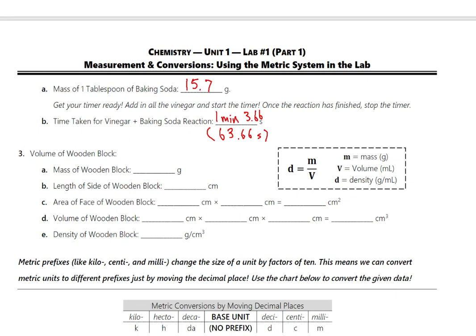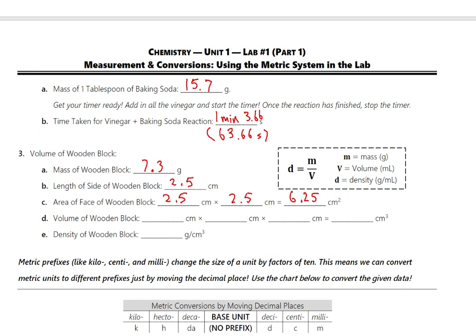The mass of the wooden block was about 7.3 grams, and each side of the wooden block was about 2.5 centimeters long. So the length of the side of the wooden block is 2.5 centimeters. The area would be 2.5 times 2.5, so two of the sides multiplied together. Okay, and that comes out to be about 6.25 square centimeters, or centimeters squared, which is how we get that area.